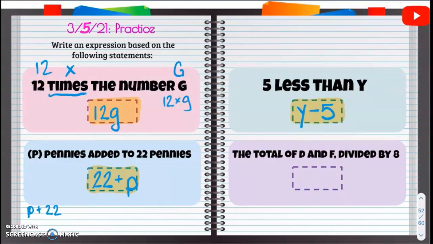Last but not least, the total of d and f, then divided by 8. So the total is going to mean we're going to add. So our total of d and f, so d plus f. Now, if we want to do that first, we have to put that in parentheses. Remember our order of operations. And then we're going to divide that whole thing by 8. So our total of d and f, and then we divide it by 8. (d plus f) divided by 8.